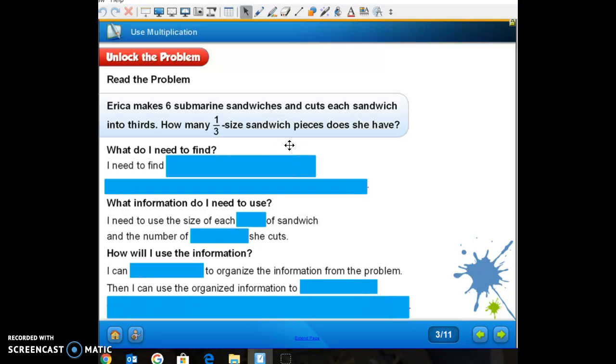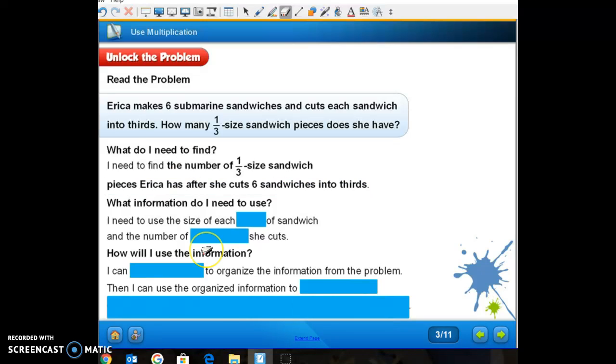Okay, so let me get my eraser a little larger, and I'll erase this. This is what you need to put: the number of 1/3 size sandwich pieces that Erica has after she cuts 6 sandwiches into thirds.